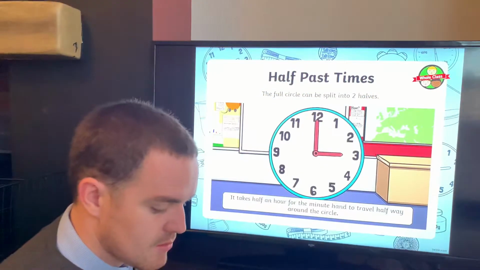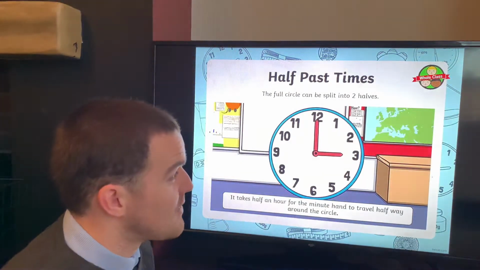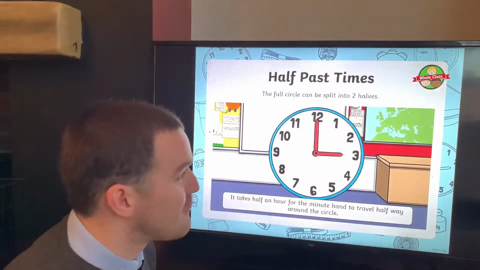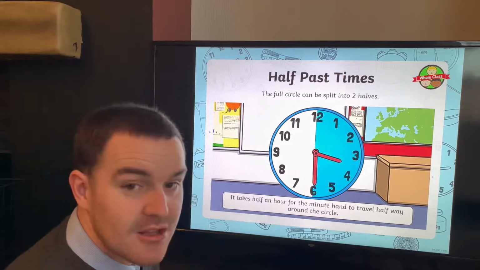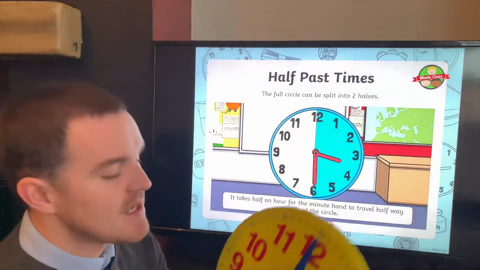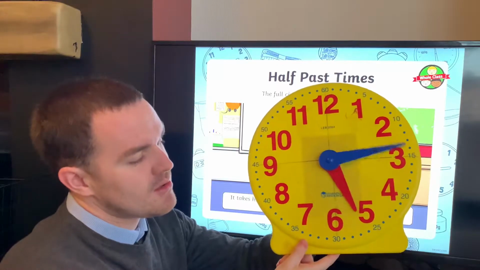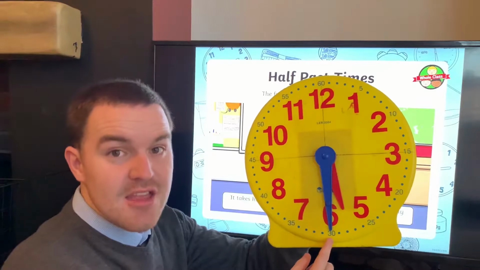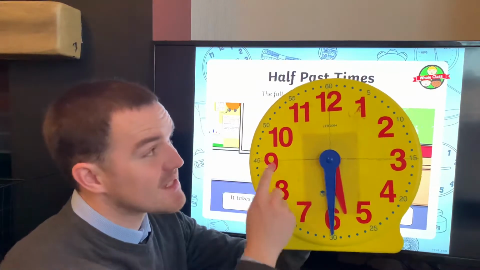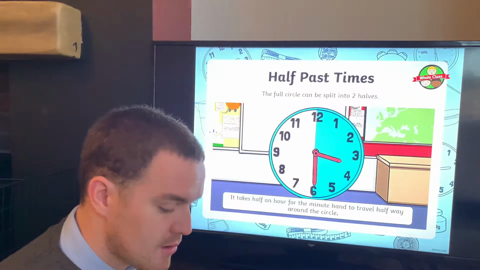So let's go. Hopefully you've done that now. Let's have a look on the screen and see what happens when that minute hand travels halfway around the clock. Oh, well done if you got it. It stops at 6. This is half the clock, and that's the other half of the clock. So if I move that round, it will start at 6. And look, 30 minutes. 30 minutes is half of 60 minutes. So that's why we know we've gone halfway around the clock.